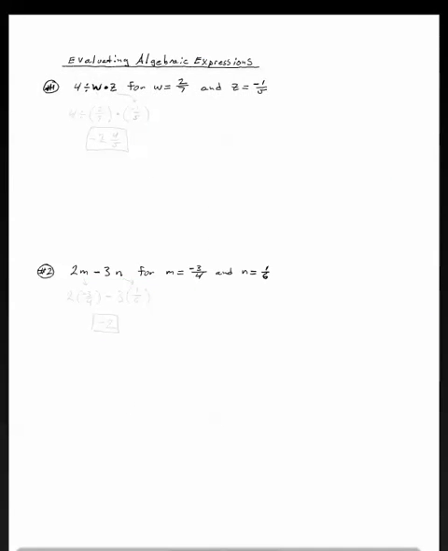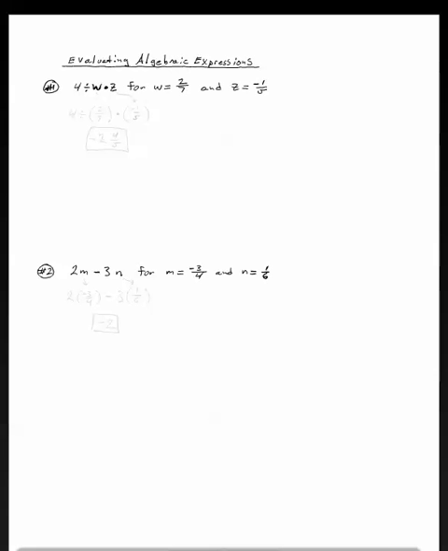Evaluating algebraic expressions. We have talked about this before with integers, and now we just want to do it with algebraic expressions, with fractions. So in example number 1, it says 4 divided by w times z, for w equals 2 over 7 and z equals negative 1 over 5.